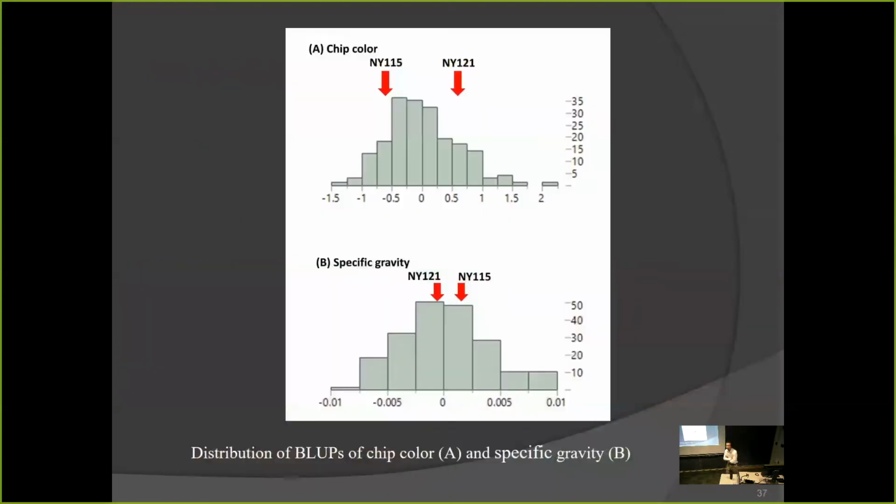And also after that, I transformed the original phenotype data to the below. There are a couple of reasons. First of all, the original phenotype data does not show really good normal distribution. So once I transformed to the BLUP, I could see a much better normal distribution like this way.